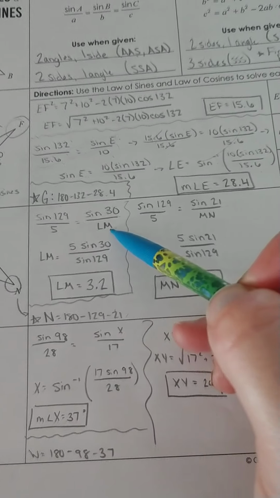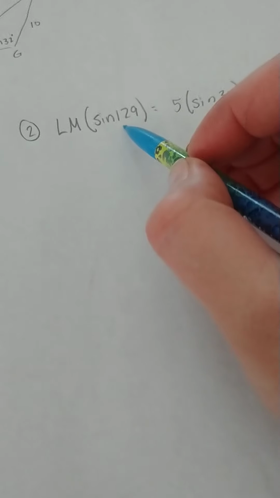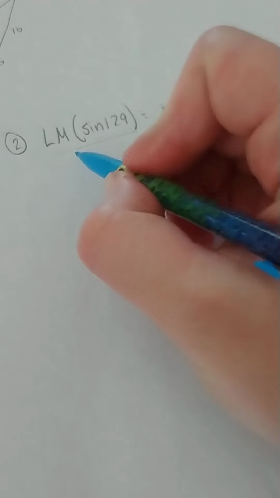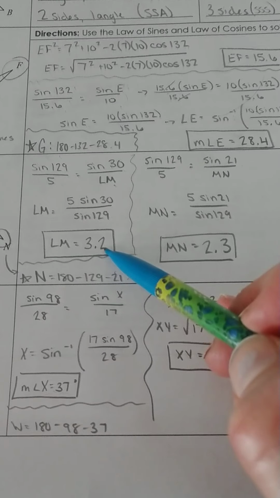Taking that and cross multiplying, you get LM times the sine of 129 equals 5 times the sine of 30. From here, if you want to get LM by itself, you've got to move this sine of 129. The opposite of multiplying is dividing, so we're going to divide by the sine of 129. These cancel, so you get LM equals 5 times the sine of 30 divided by the sine of 129. And you end up getting 3.2.